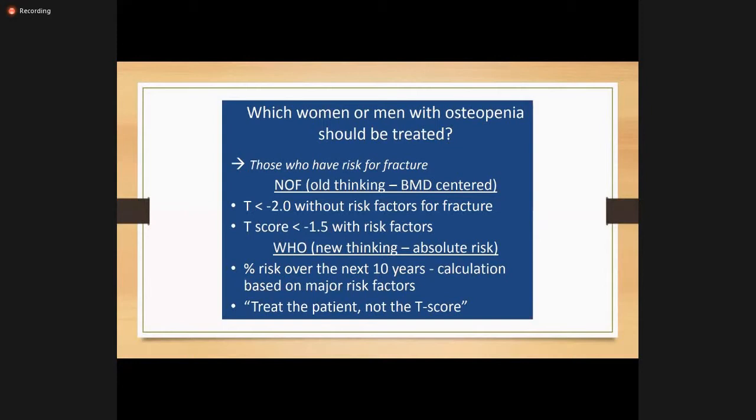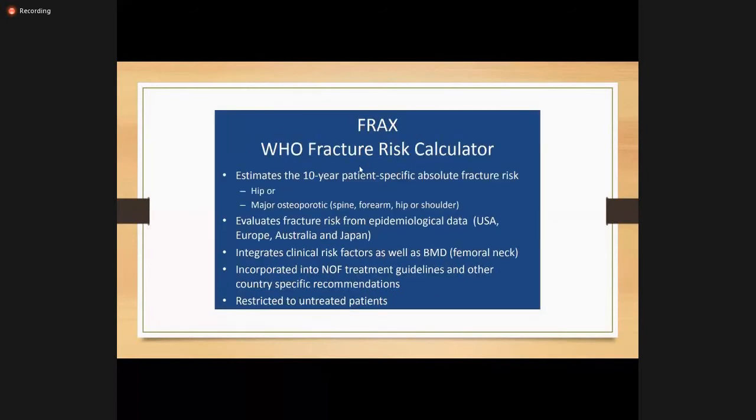which calculates the risk of osteoporotic fracture in the next 10 years. There are some parameters which need to be filled. The WHO FRAX risk calculator estimates 10-year patient-specific absolute fracture risk at the hip and major osteoporotic fractures, with spine, forearm, hip, and shoulders. It evaluates the fracture risk from epidemiological data for the countries mentioned, and integrates clinical risk factors as well as BMD, femoral neck.